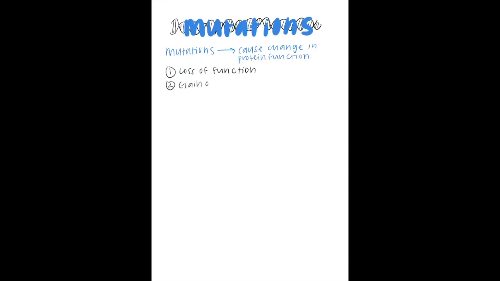Mutations. So mutations cause changes in protein function through the loss of a function or through the gain of a function. An example is the case for when a mutation encodes for a growth factor receptor that overstimulates that growth factor, triggering consistent growth, even in the absence of a growth factor signal.